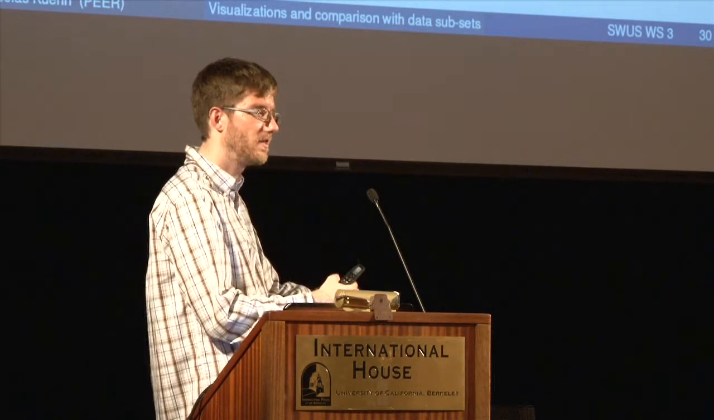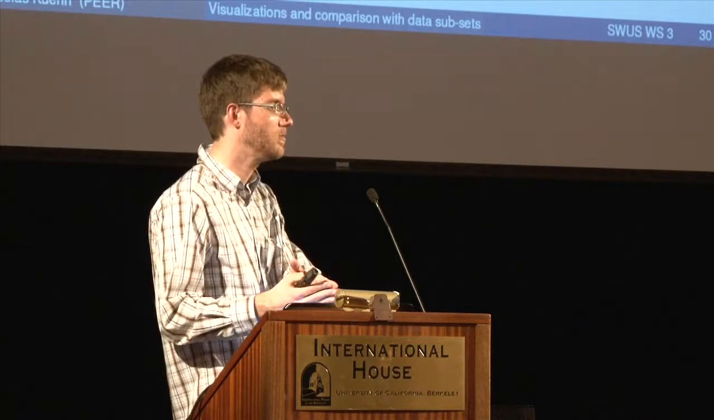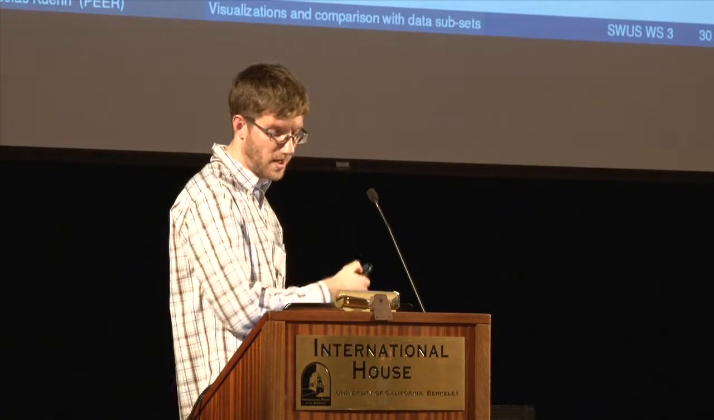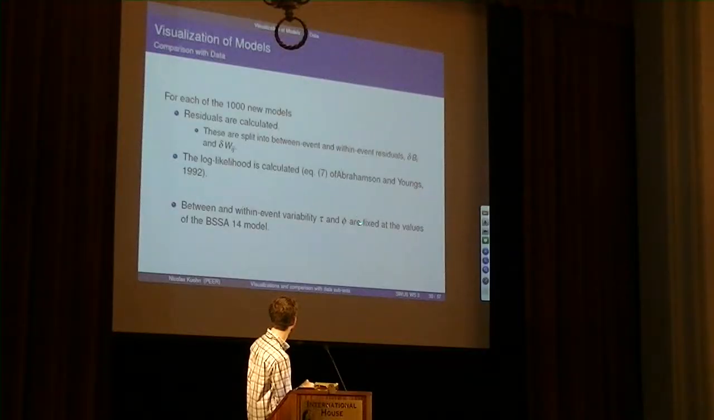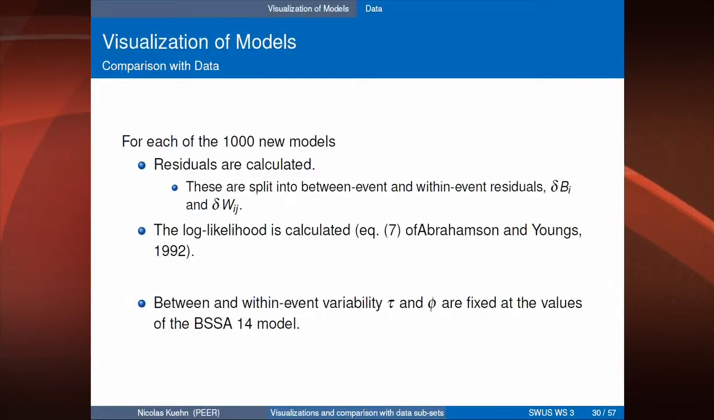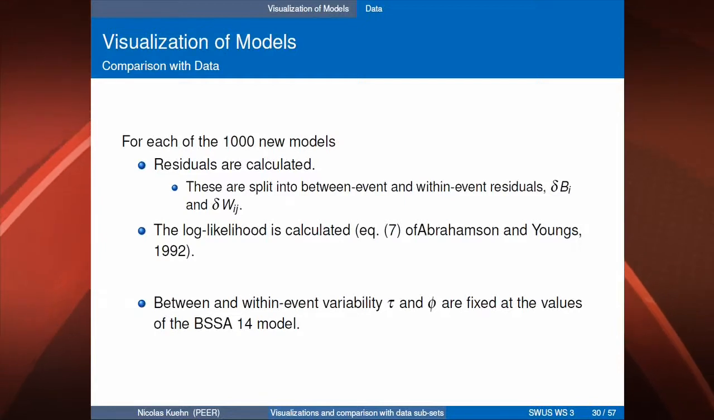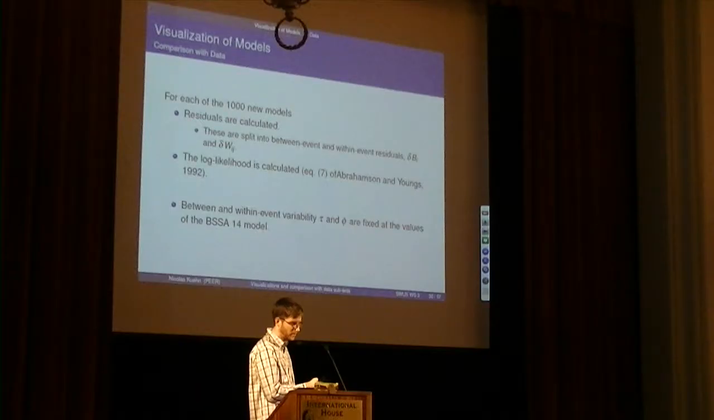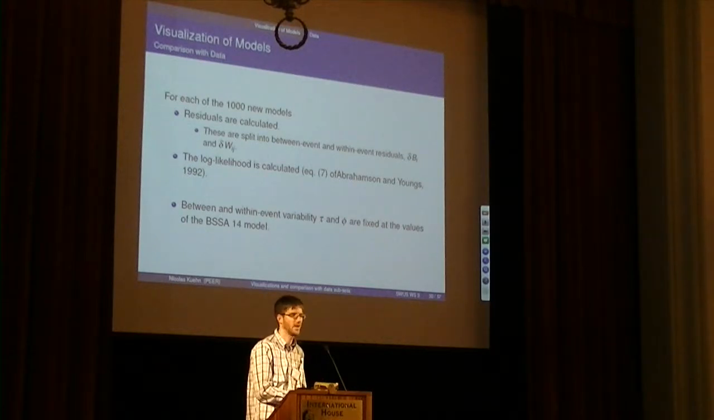And then I'm going to put that one onto the map. I'll show you this next. And to do that, so this is all based on the Abrahamson and Youngs 1992 paper, just random effects on the residuals. And for this one, I assumed a fixed tau and phi. In this case, I just used the one of the BSSA model.